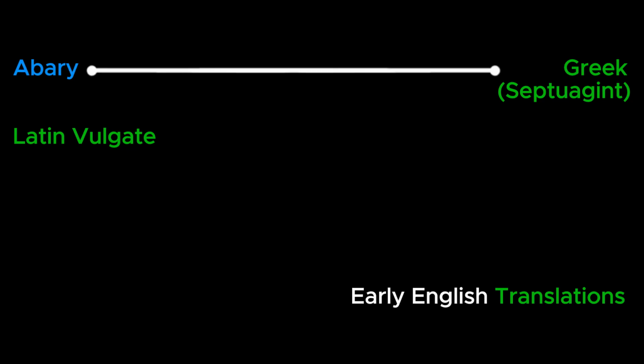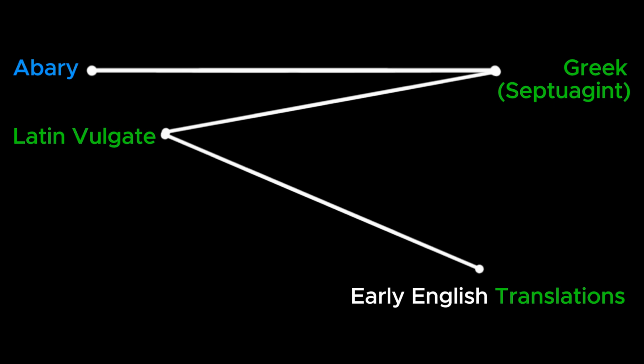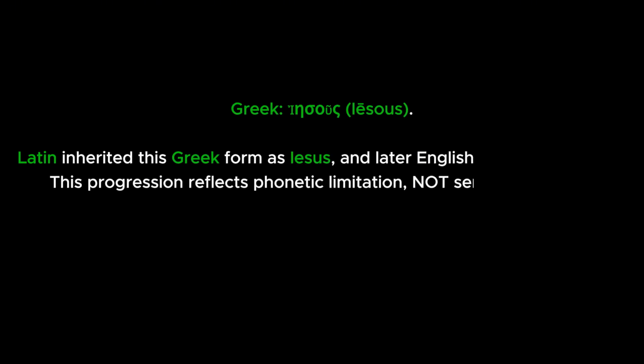Number 5. Historical transmission chain. The documented transmission pathway follows a consistent historical pattern. Abary to Greek, Septuagint, Greek to Latin, Vulgate, Latin to early English translations. Early English translations did not transliterate Abary names directly, but inherited pre-existing Greek-Latin forms. This is very important to understand going through this documentary.